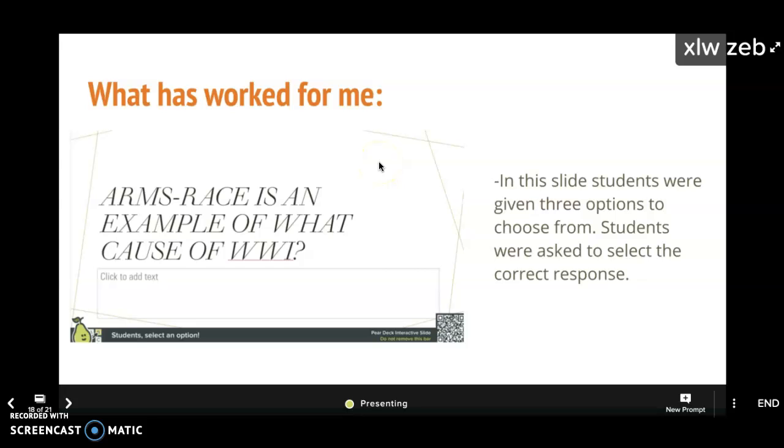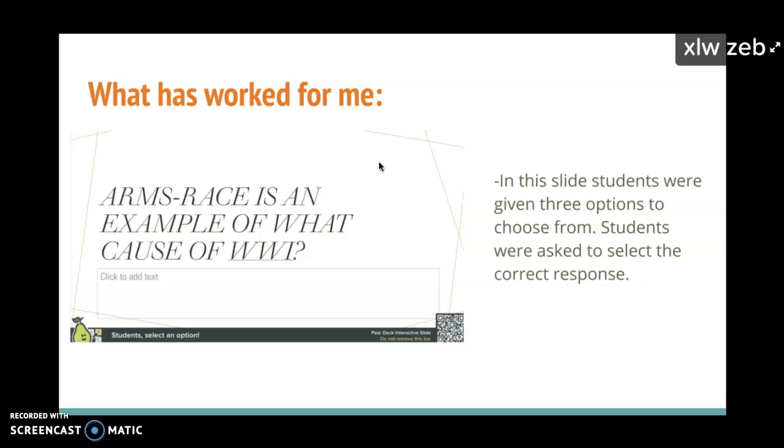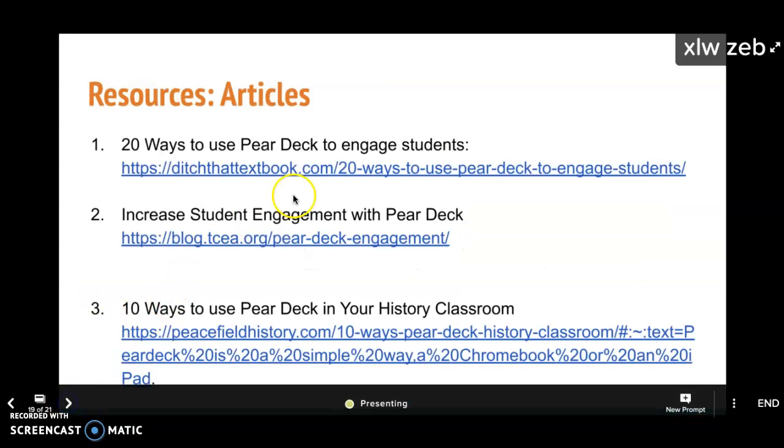In this slide, students were given 3 options to choose from, and students were asked to select the correct response. This was a great check for understanding. After teaching the lesson about the 4 long-term causes of World War I, I wanted them to categorize some of the pieces we highlighted. So an arms race is an example of what cause? There was imperialism, militarism, and alliances, and they were able to select the correct response from there.